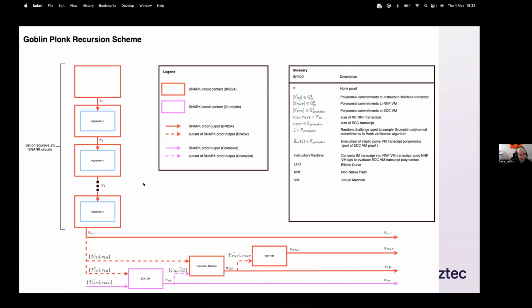Eventually we're going to work out what the most efficient way to do this is, but everything's all up in the air at the moment. Yeah, and another useful application of this is folding schemes.